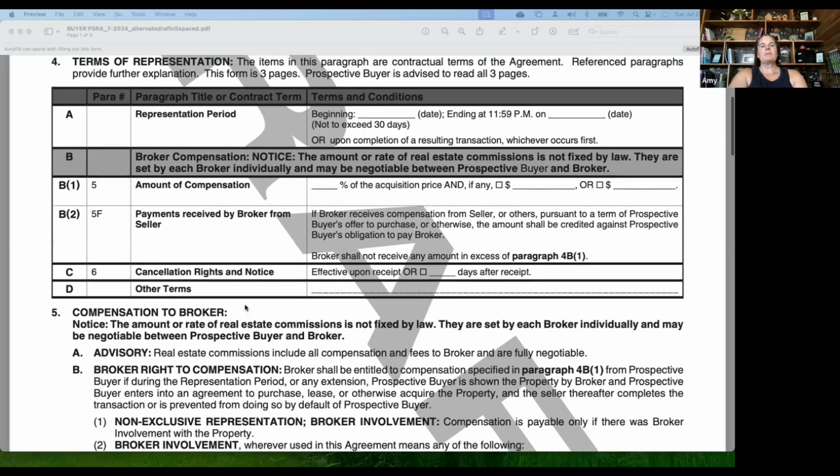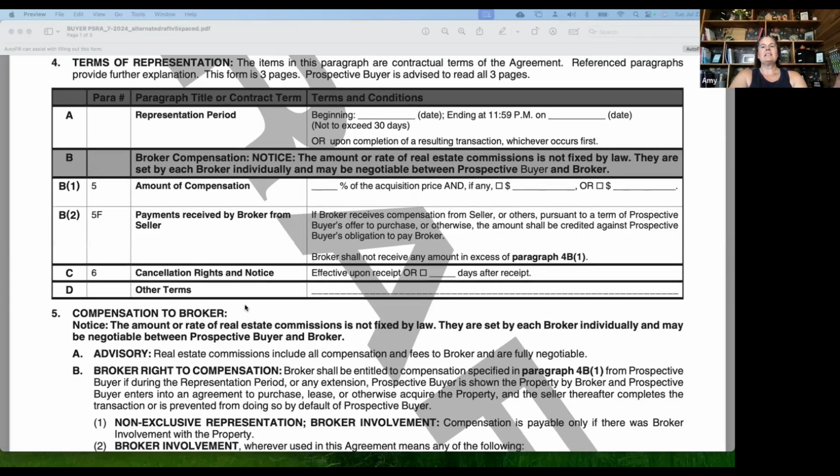But A is the representation period, beginning and ending. Just note that the BRBC that we covered earlier is now a 3-month time frame. You can't exceed 3 months. This one, it's temporary. It's for 3 properties only, and it's for 30 days. So it's either beginning and ending. You might have it like just the day that you're going to go show properties. You might say all 30 days on here, or upon completion of resulting transaction, whichever occurs first.